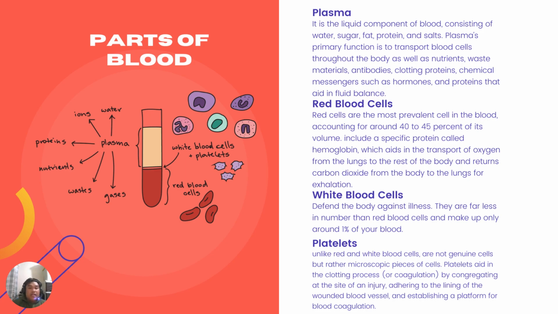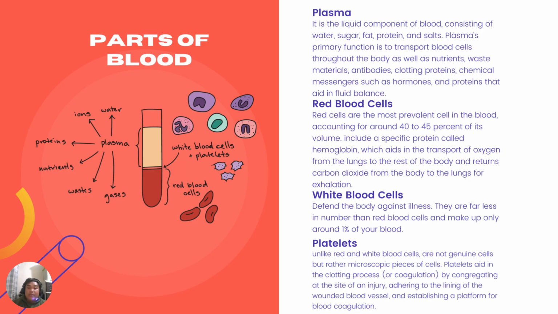There are different types of white blood cells, such as neutrophils. These are the most common types of leukocytes and are responsible for attacking and destroying bacteria and other foreign invaders. They are also involved in the initial stage of the inflammatory response.